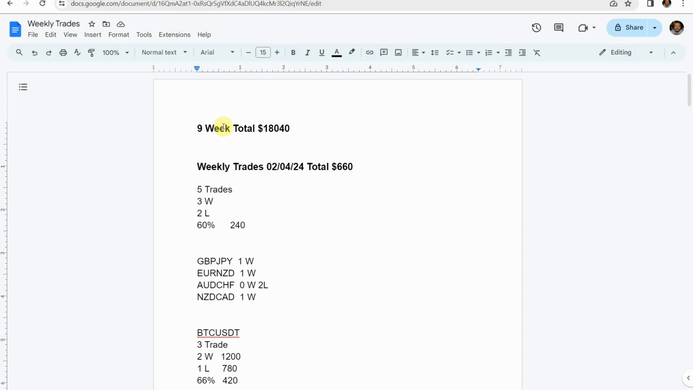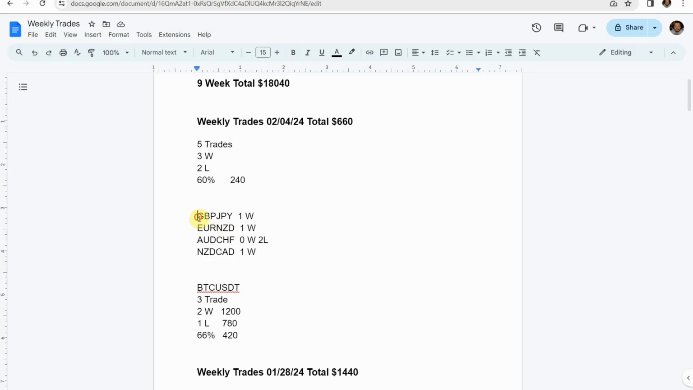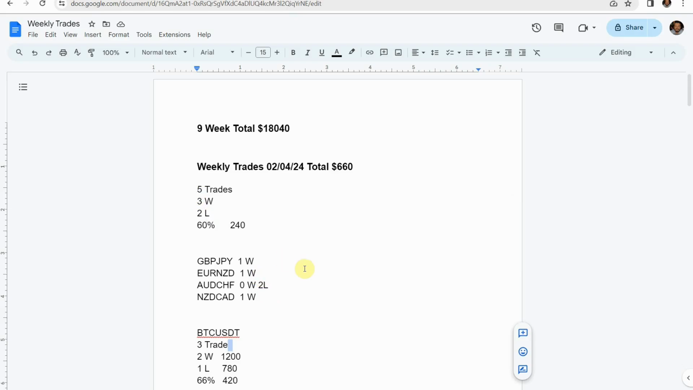Add that to our weekly total, and now we're at 9 weeks with a gain of $18,040. So when I say that you can make tens of thousands of dollars in just a couple of months, you can see how that's completely feasible with just a few Forex pairs and a crypto coin if you want to trade that, and a few handfuls of trades each week.